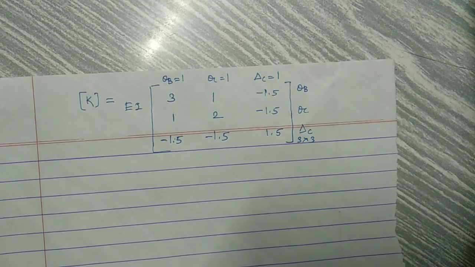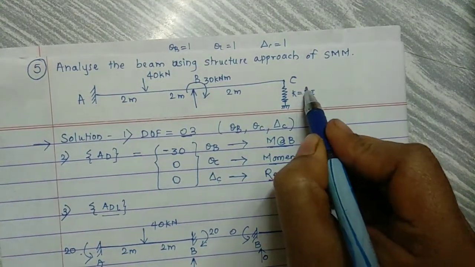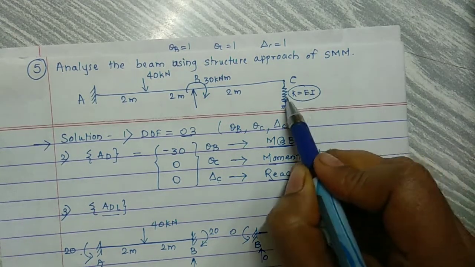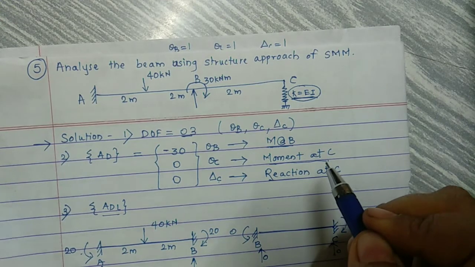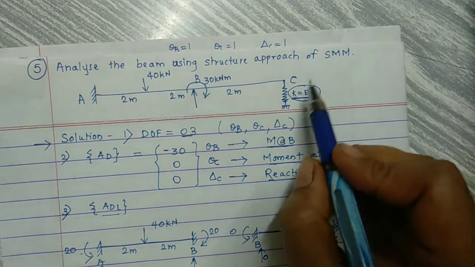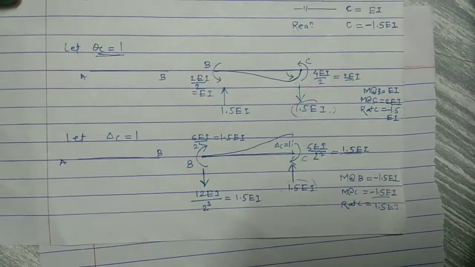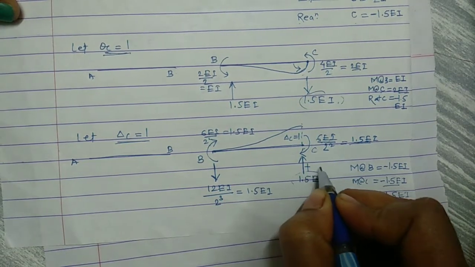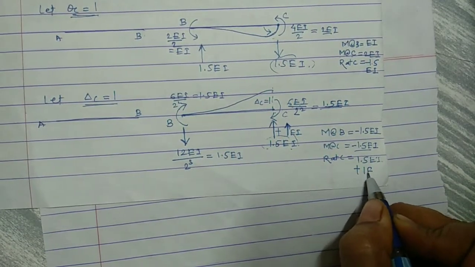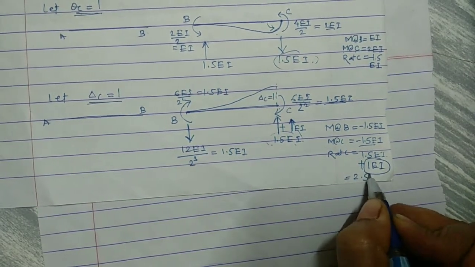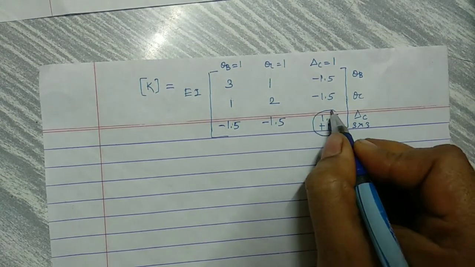Now see which condition is given. In the problem statement it is mentioned that there is a spring support at point C. This stiffness of spring should be added in the stiffness matrix in the element of reaction at C, when delta C equals 1. So 1.5 EI plus 1 EI, which is the stiffness of spring, so this becomes 2.5.